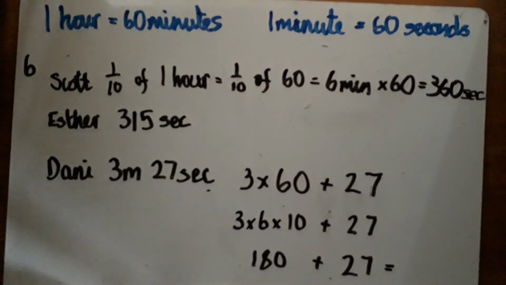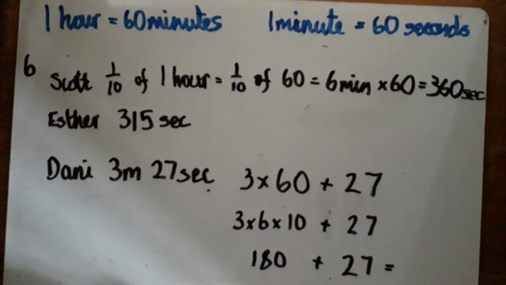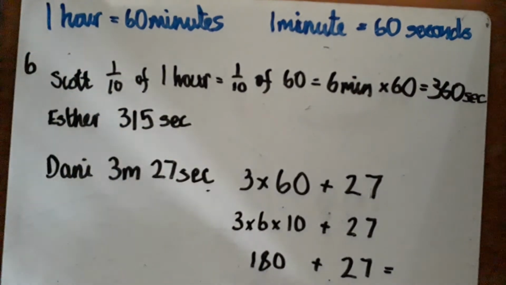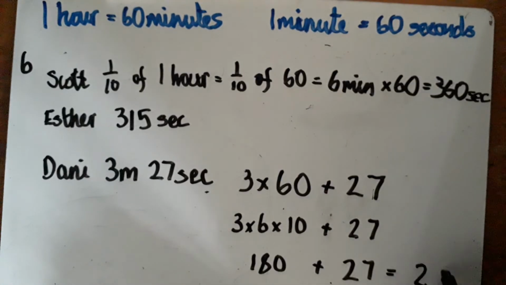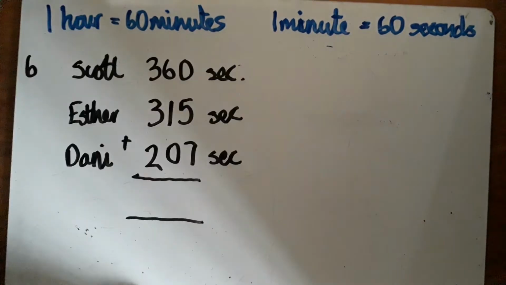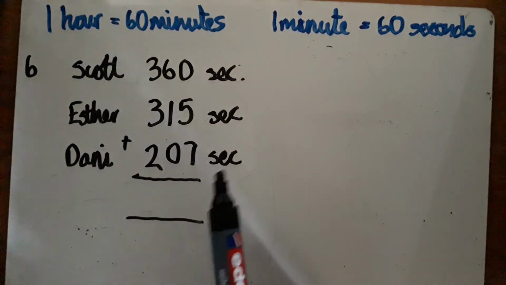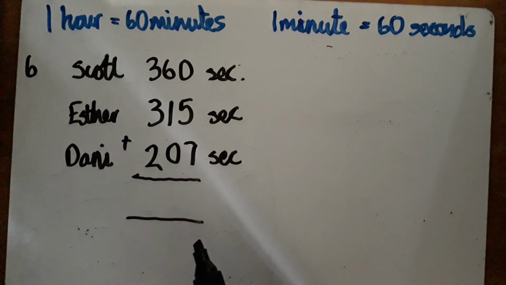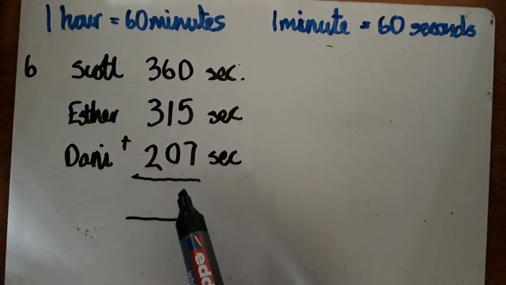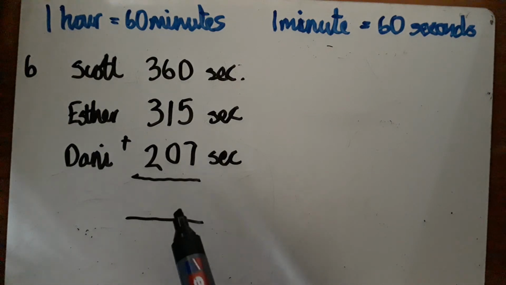And if you need to do column addition, you can, though hopefully most people will see that 180 plus 20 would get us to 200 plus 7 would give us 207. So the question asks us to find the total time. Now I would be using column addition if you need to.